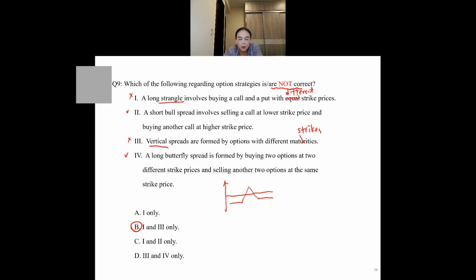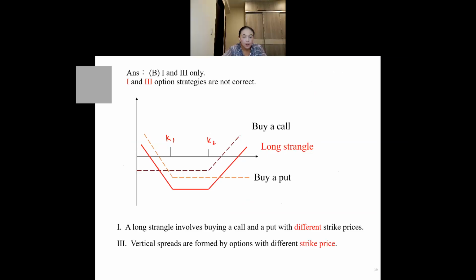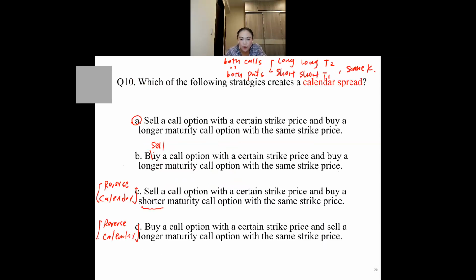Basically it modifies maturity to strike. And the fourth one, a long butterfly spread formed by buying two options at two different strike levels and selling another two at the same. That's correct. Okay, but the question wants us to choose the wrong ones, so the wrong ones are 1 and 3. The answer would be B. Okay, here are some corrections here. You can refer to this answer.